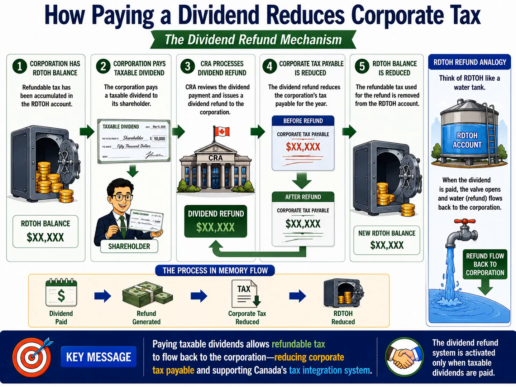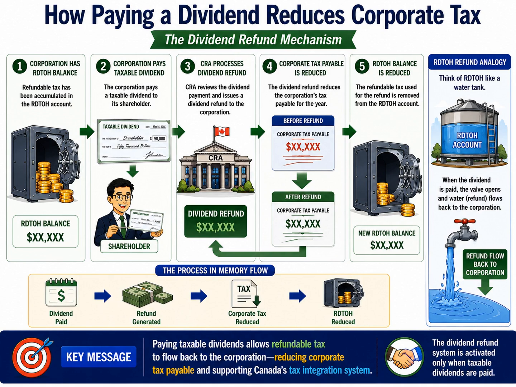Now let's see how paying a dividend actually reduces the corporation's tax payable. Up to this point, we've learned that the corporation may have accumulated a balance in its refundable dividend tax on hand, or RDTOH, account. Think of this account as a storage vault that holds refundable tax paid in previous years. However, simply having money in the RDTOH account does not automatically produce a refund. Something has to trigger it. That trigger is the payment of a taxable dividend to the corporation's shareholders.